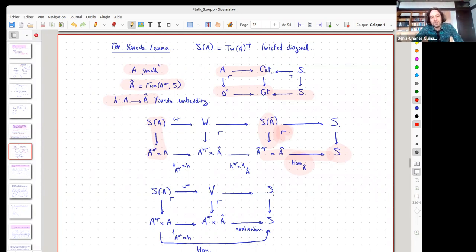And then you can look at the map from A times presheaves to presheaves times presheaves, given by the Yoneda embedding times identity, and then produce a new fibration here by pulling back and having this pullback.